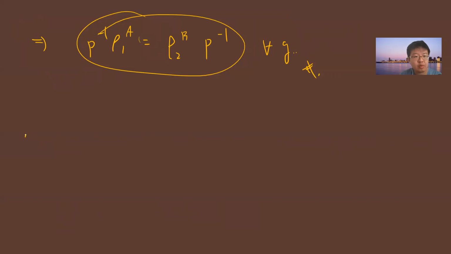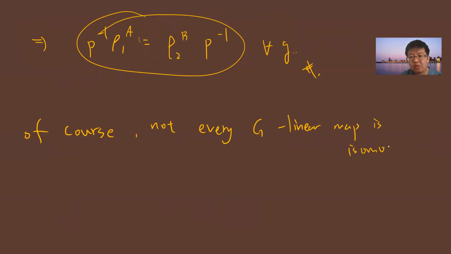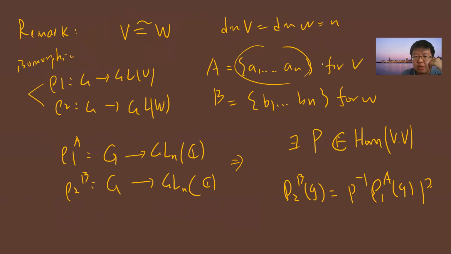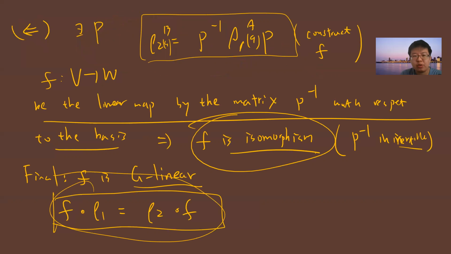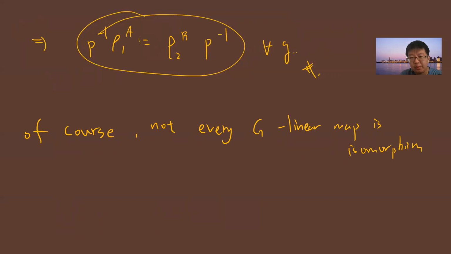Okay. So one sentence, of course. Not every G-linear map is isomorphic, right? Because in this theorem, we assume that they are the same dimension, so we just proved that if they are isomorphic, then it just looks like a change of basis, right? But this does not mean that every G-linear map is isomorphic.